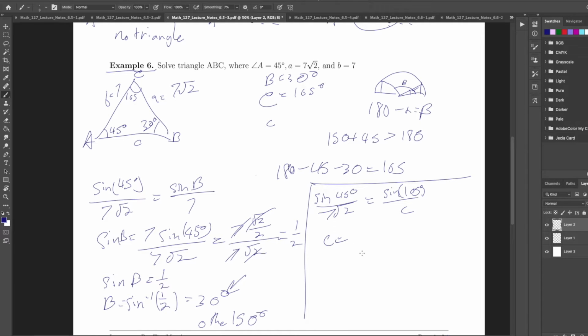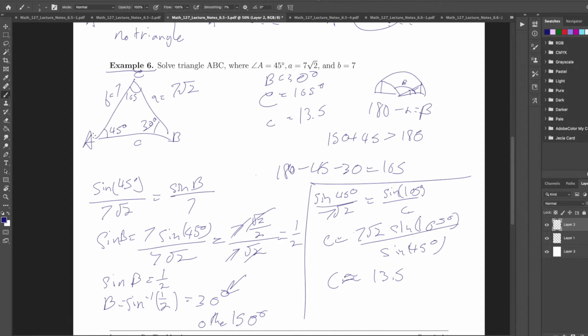Little c equals, let me crunch through this. Little c equals, that goes up, so c, oops, hold on, this goes here, so 7 square root 2, and this comes down, so sine of 105 degrees, all over sine of 45 degrees. You crunch this through a calculator, and then you can get that this is roughly equal to 13.5 units. Whatever our units are here, it's 13.5 of it roughly. Okay, so we solved this triangle.